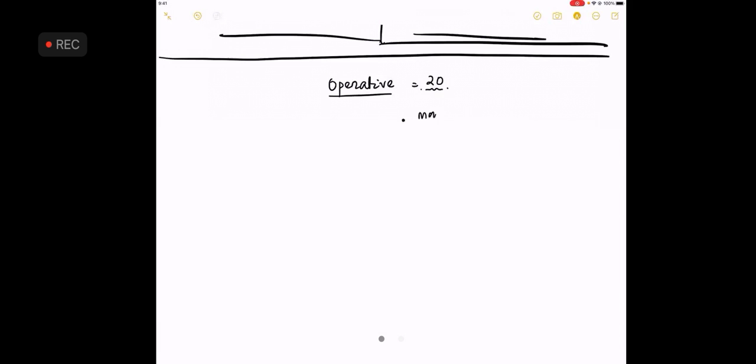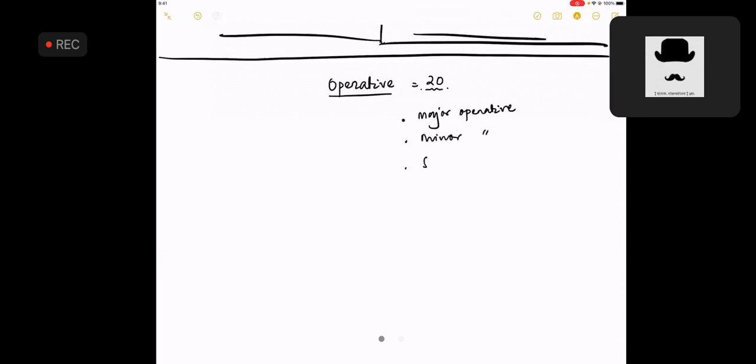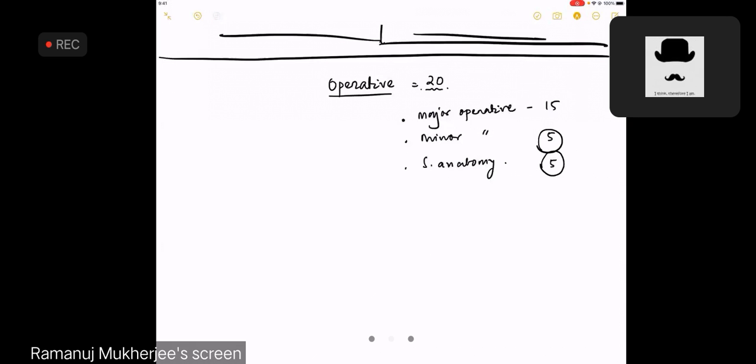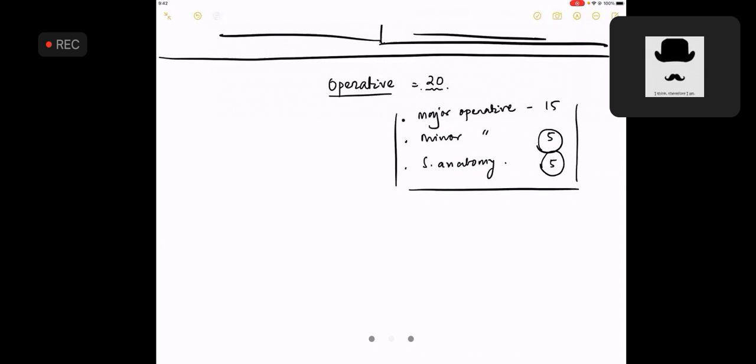It can be a major operative, a minor operative, or a surgical anatomy. But whatever it is, the examiner will like to have 15 and 5, or maybe 2.5. Whatever he or she likes will be the main topic of discussion. But overall, cumulatively, this is 20 marks in totality.